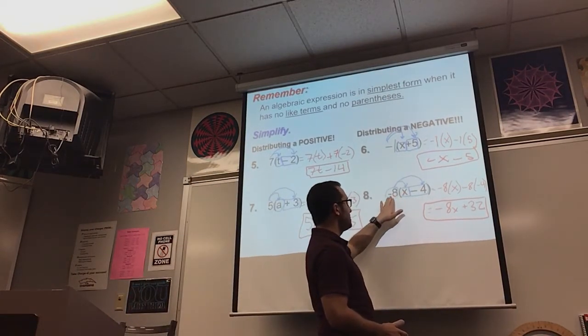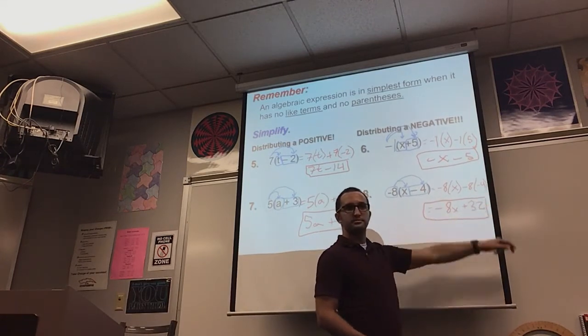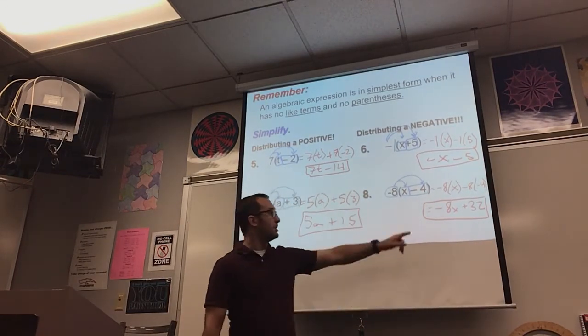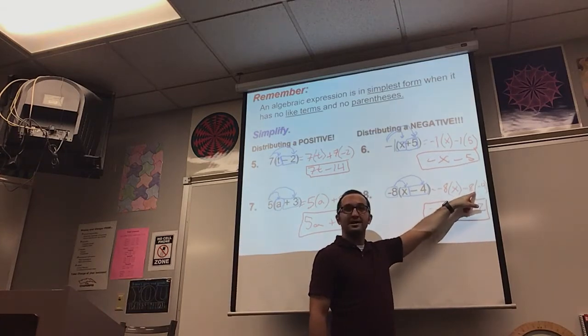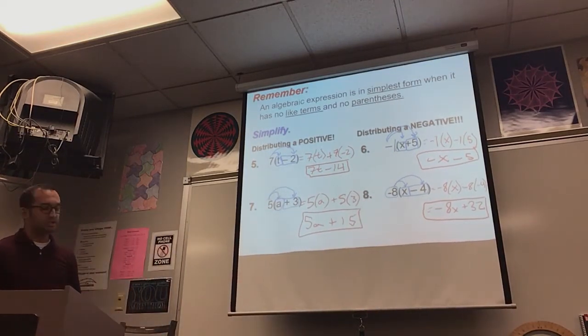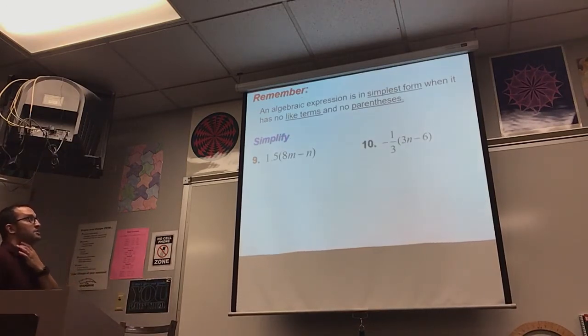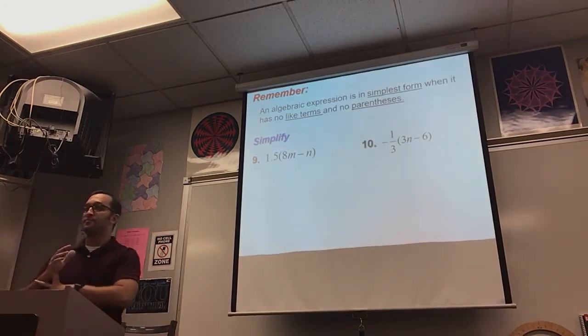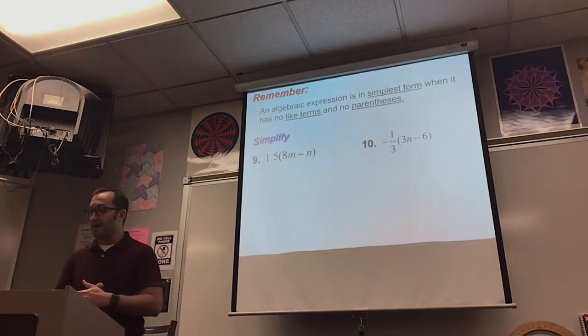Negative 8 times x, negative 8 times negative 4. Exactly that order. And then this one's same sign, positive. Exactly. All right, here we go. Let's move on to the fractions and decimals. Once again, I want you talking with your neighbors. Write it out. Talk about it with your neighbors.